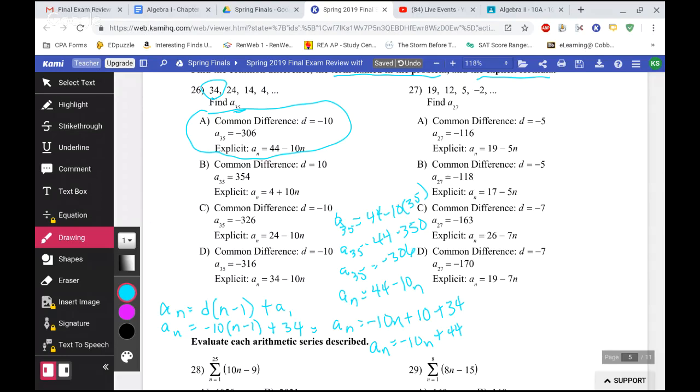The 35th term is negative 306. And the explicit formula is a sub n equals 44 minus 10n. So that should match your number 26, does it? The problem should be the same at least. Is that correct? He muted himself. Oh, okay.